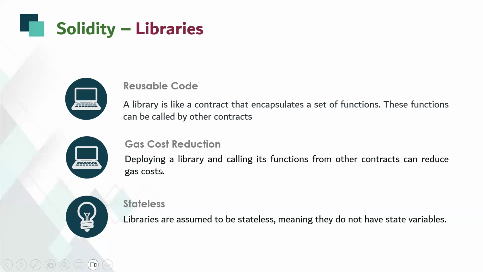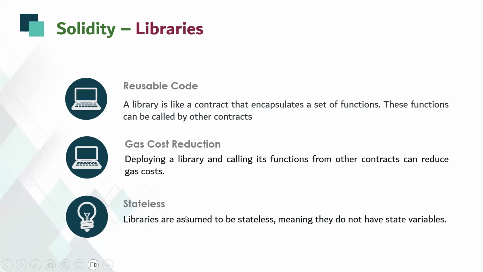The second feature is gas cost reduction. This means deploying a library and calling its functions from other contracts can reduce gas costs. When a library is used, the bytecode of its functions is not included in the calling contract. Instead, it references the library bytecode, resulting in smaller contract sizes and lower deployment costs.